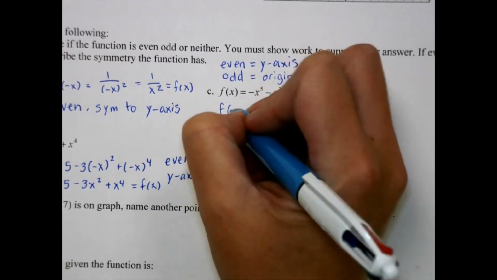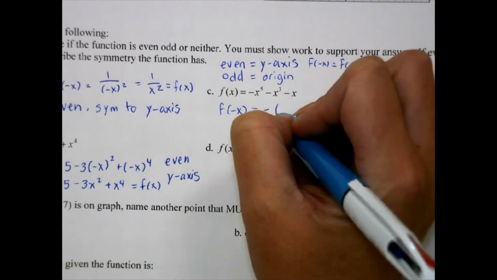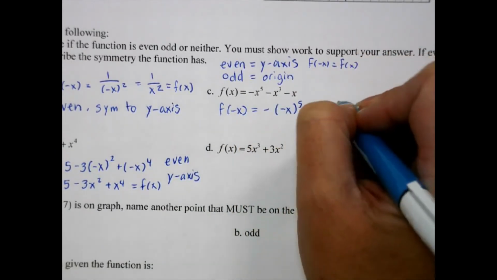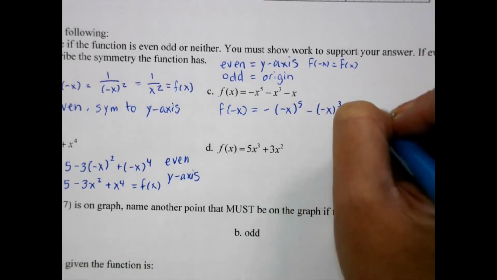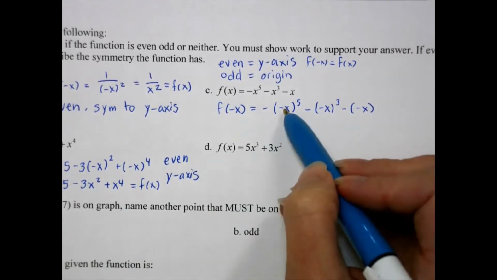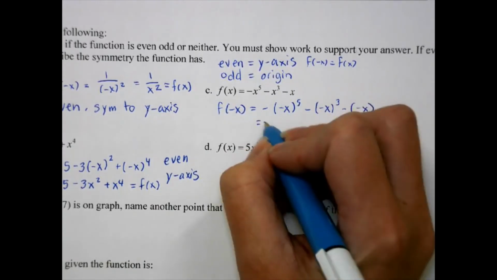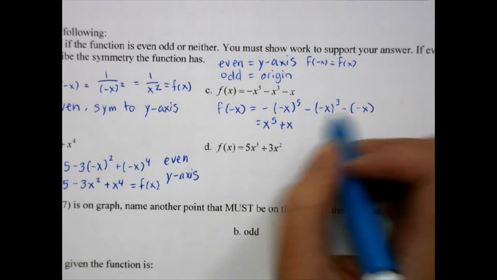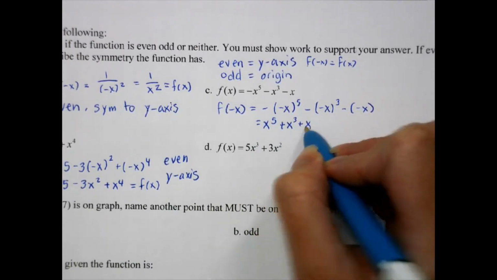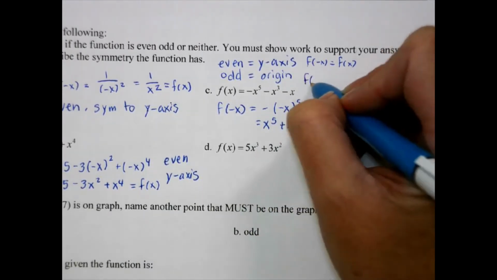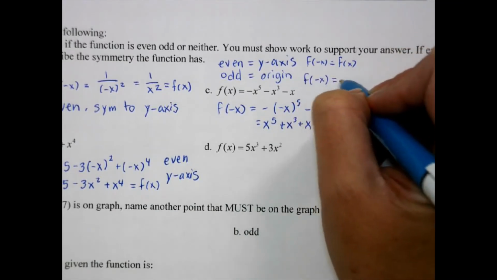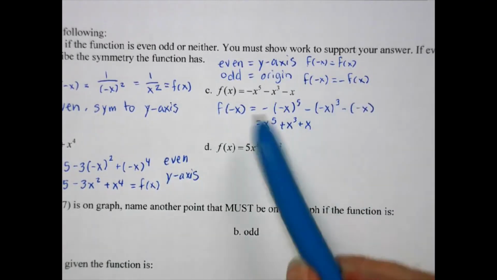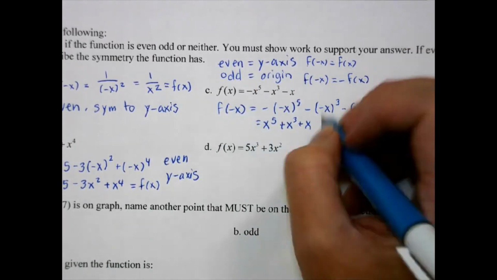Plug in -x, we have -x to the 5th minus -x cubed minus a -x. This is going to stay negative, so negative makes that one positive. Same thing here, we're going to have a positive x, and same thing here. This is the exact opposite of what we started with. F of -x equals the exact opposite. That one changed, that one changed, that one changed. So this one's going to be symmetric to the origin.